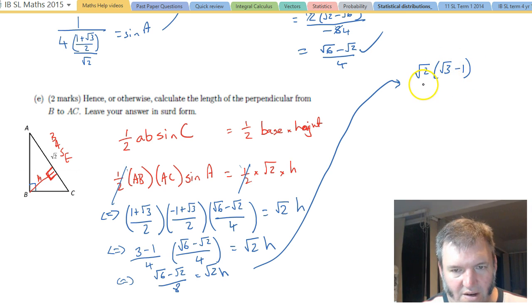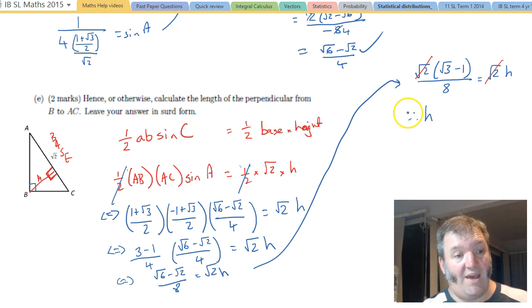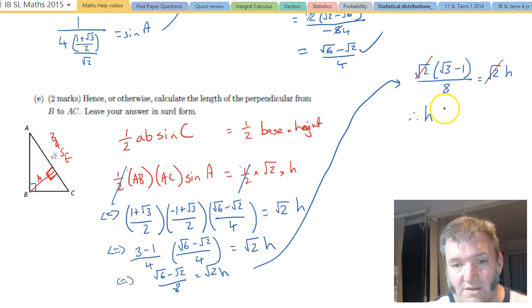Root 3 take 1. You can see root 2 by root 3 will give me root 6, and root 3 by negative 1 gives me root 2. Yep, that's a common factor. If I just factorise that out, it's going to be much easier to see that when I divide each side by root 2, it's going to cancel. And I have an expression for the height of the triangle. Or the length of the perpendicular from AC to B, or from B to AC. So what is the length of that perpendicular? It's root 3 minus 1.